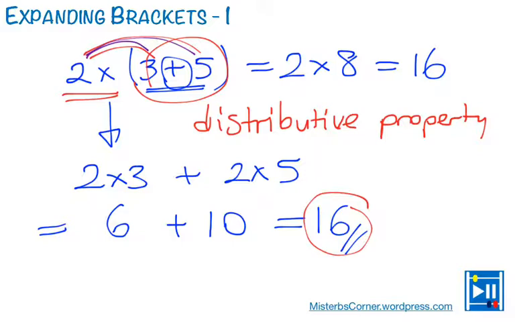This is called the distributive property, so it goes like 2 times 3 and 2 times 5. We are going to use the distributive property while expanding brackets in algebra. Let's see an example.